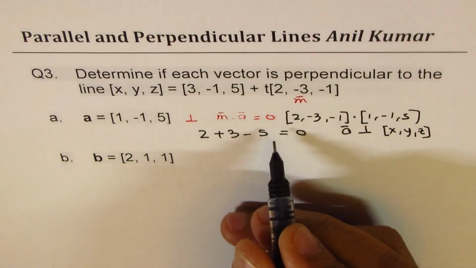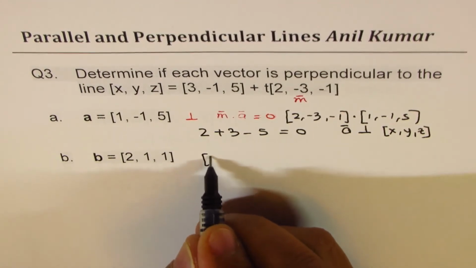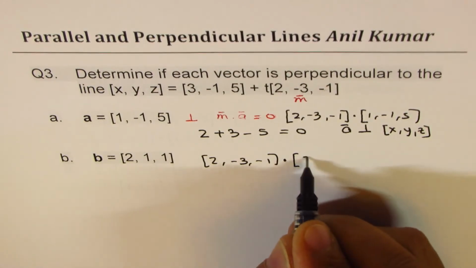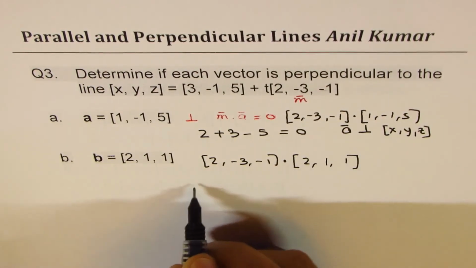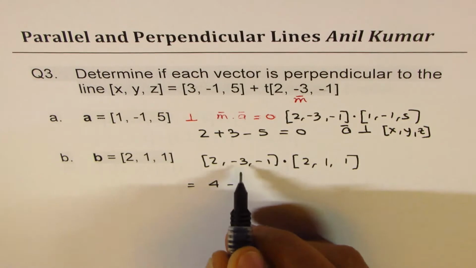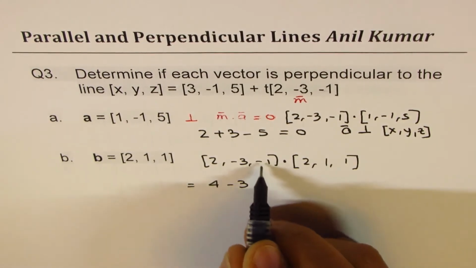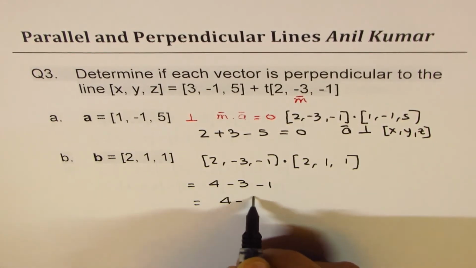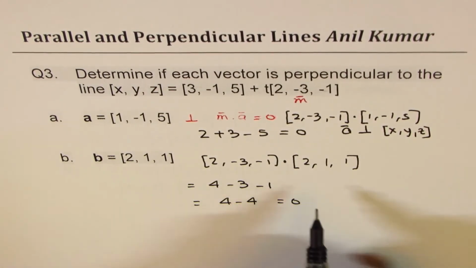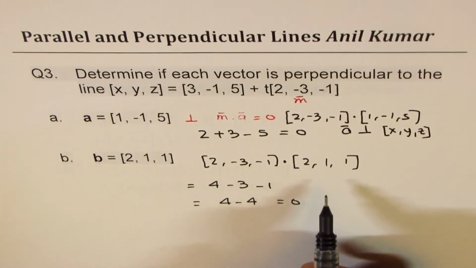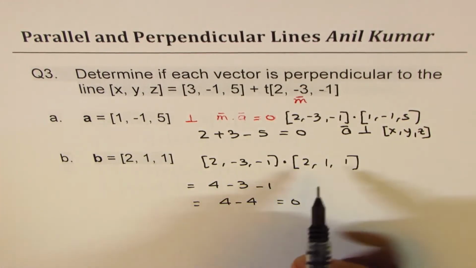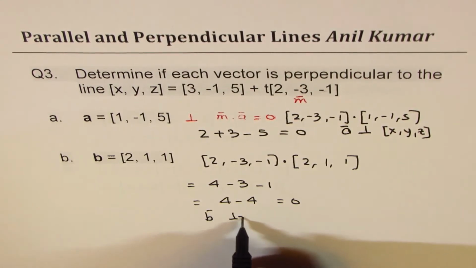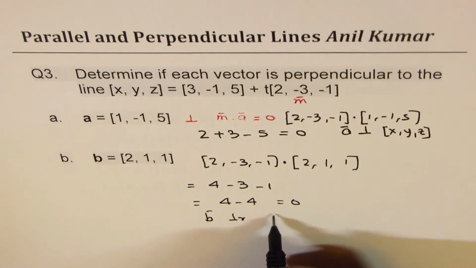For the next one, we'll again do the same exercise. That is (2, -3, -1) dot (2, 1, 1). So 2 times 2 is 4. Minus 3 times 1 is minus 3. Minus 1 times 1 is minus 1, which is 4 minus 4, which is also 0, right? So that means it is also perpendicular, right? So both are perpendicular. So B is also perpendicular to the given line, right?